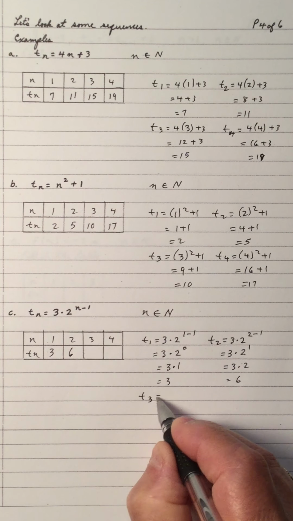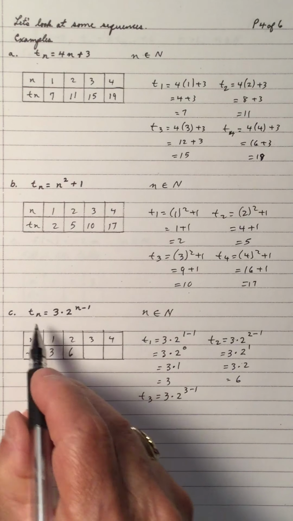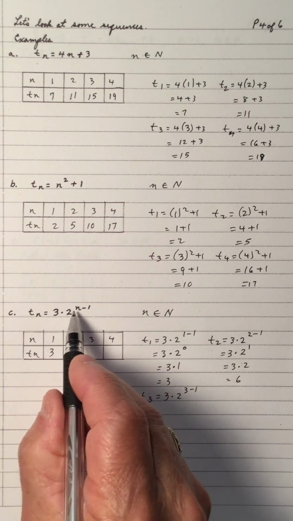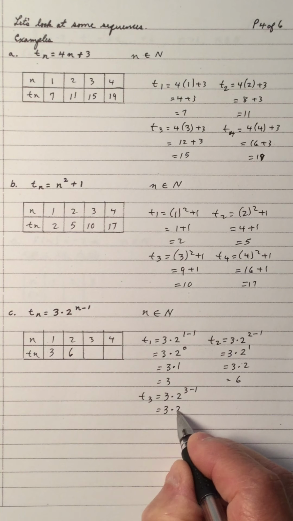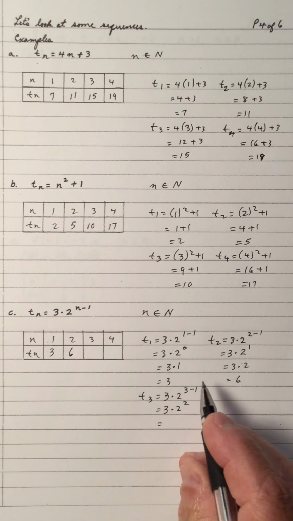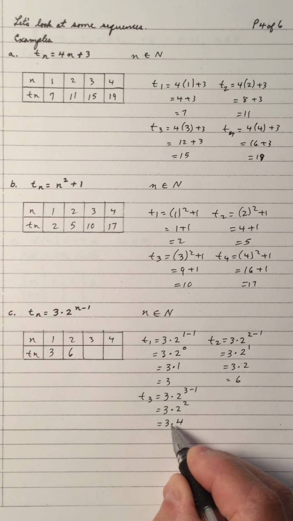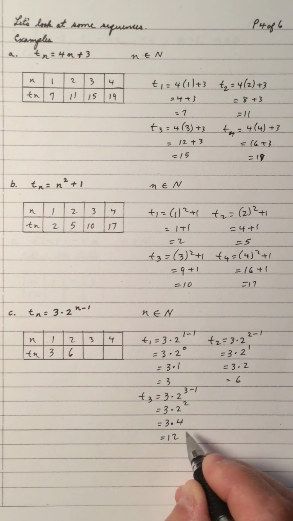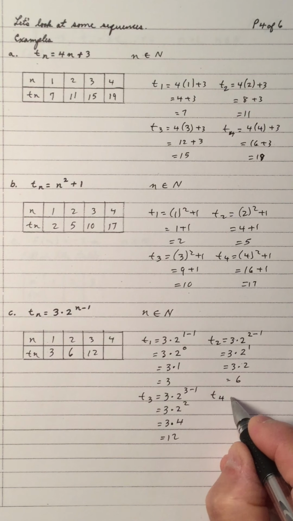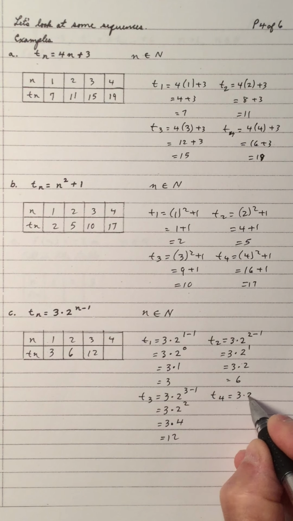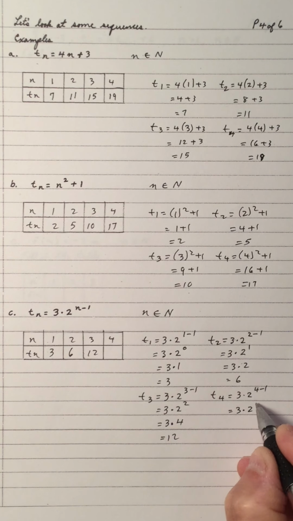And T3 is 3 times 2 to the 3 minus 1 again. n is 3, n is 3. 3 here, take your time. We do the exponent first, which is a 2. Now in PEMDAS, we have to do the power first, which is a 4. And 3 times 4 is 12. And n is 4. So we put 4 in the place of n. Work the exponent out, which is a 3.